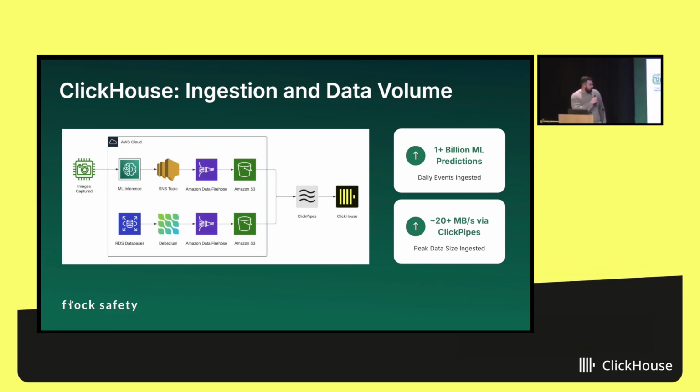We also have a lot of Postgres databases at Flock. We use Debezium to do change data capture replication, push all of that data to Kinesis Firehose as well, and into S3. And then to ingest to ClickHouse, we used ClickPipes, which have been extremely performant, very low latency, and we haven't seen any issues with those. But what this translates to is over 1 billion ML predictions per day, and a peak data size ingested of over 20 megabytes per second at peak. And we've had zero downtime with ingestion, and this architecture has been very scalable to get data into ClickHouse.